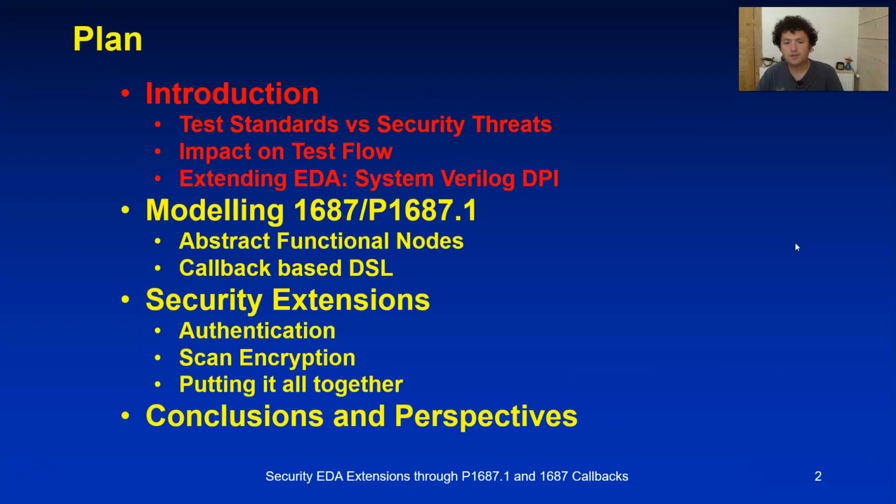The presentation will start with a little introduction about test standards and their relationship with security threats, and more importantly, what is the impact on the overall test flow. We will then make a short introduction about what it means to extend EDA tools by providing the example of System Verilog DPI. We will then move on to present our modeling proposals for both 1687 and P1687.1 and how it is connected to security extensions. We will then draw some conclusions and present some perspectives for the work.